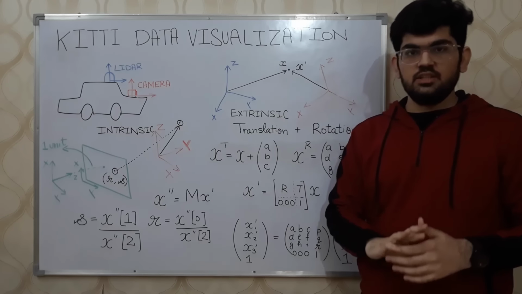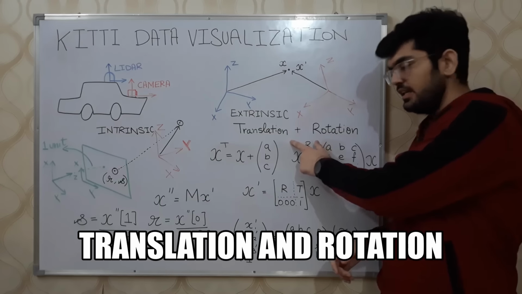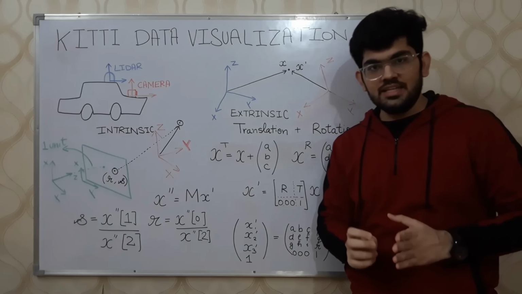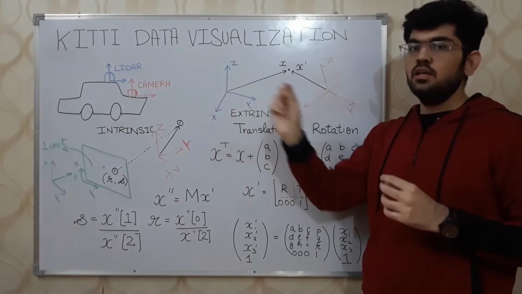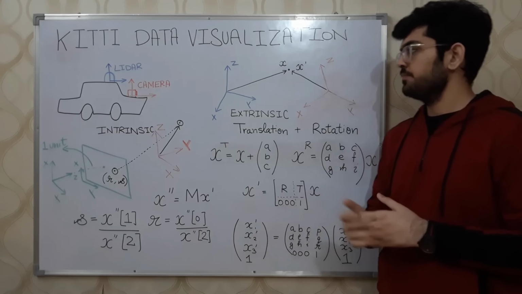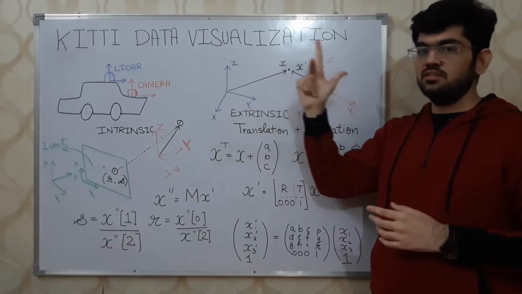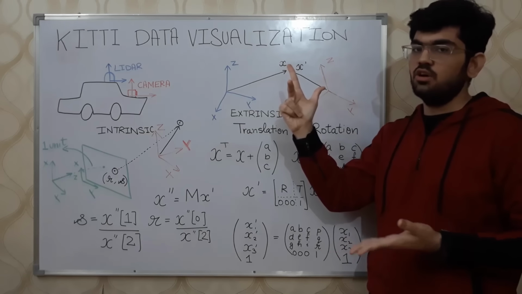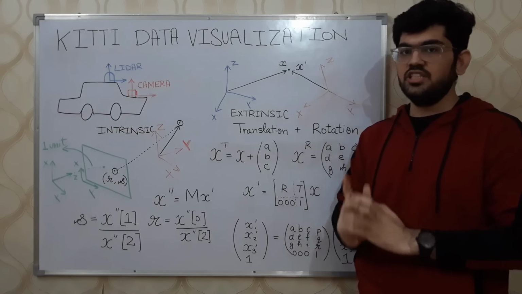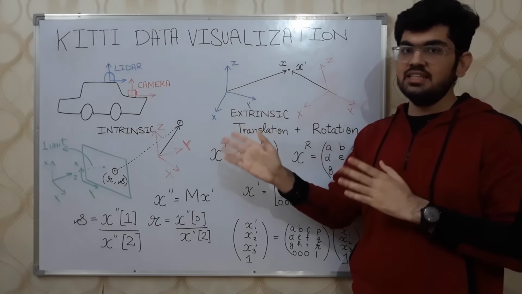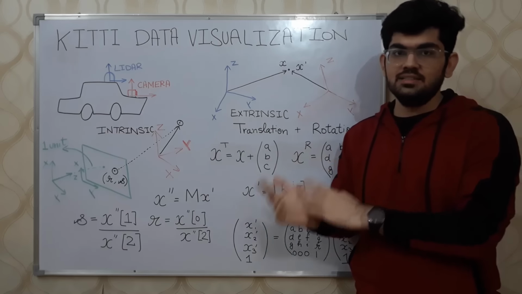Now, any general transformation can be divided into two subproblems, which are translation and rotation. Translation is simply moving the origin of this coordinate axis to some other location in space. If we have a coordinate axis like this and we simply move it to a new location, then we have what is called a translation. In rotation, however, we would like to change the direction in which these axes are pointing. However, the origin is going to remain at the same place.